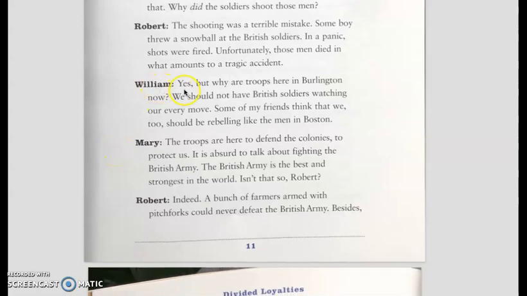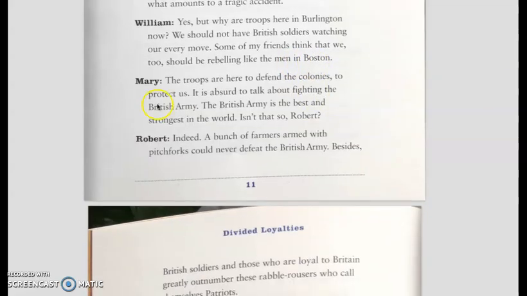William. Yes, but why are troops here in Burlington now? We should not have British soldiers watching our every move. Some of my friends think that we, too, should be rebelling like the men in Boston. Mary. The troops are here to defend the colonies, to protect us. It is absurd to talk about fighting the British Army. The British Army is the best and strongest in the world.